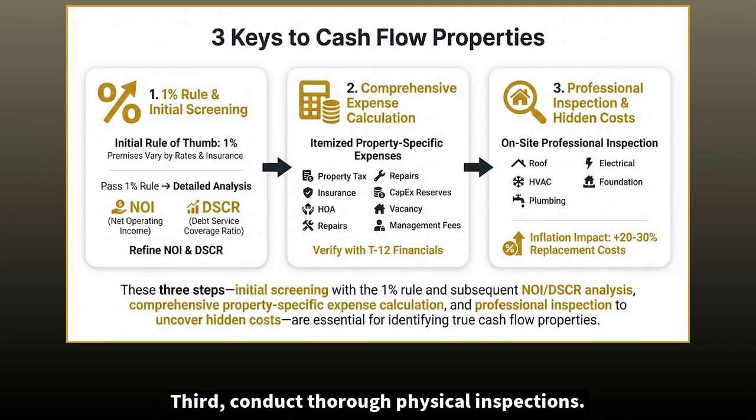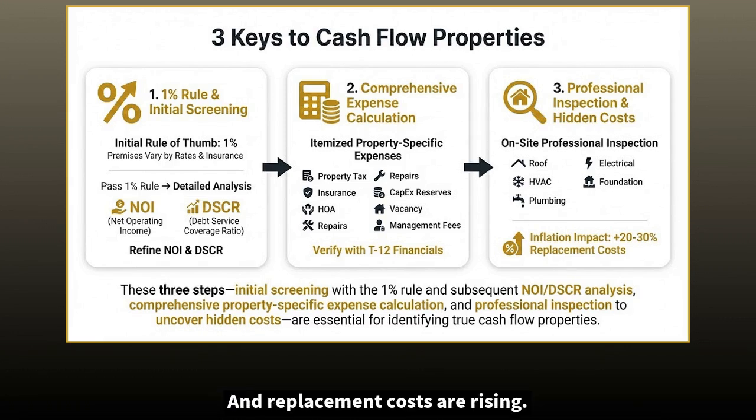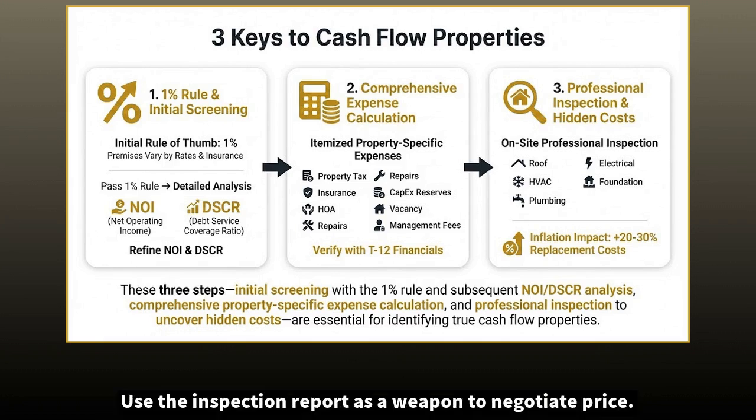Third, conduct thorough physical inspections. Roof, HVAC, plumbing, electrical, foundation. Professional inspections prevent tens of thousands in losses. And replacement costs are rising. Recent inflation has increased them 20 to 30%. Don't trust old estimates. Use the inspection report as a weapon to negotiate price.